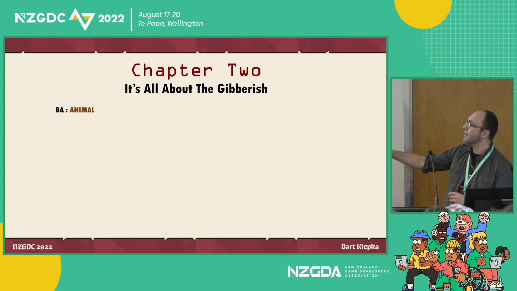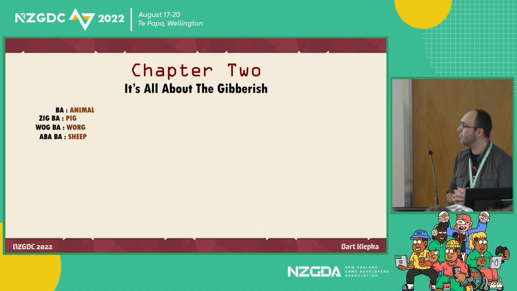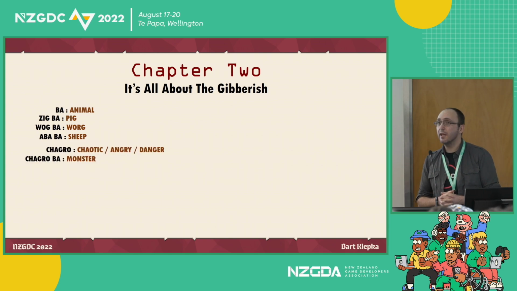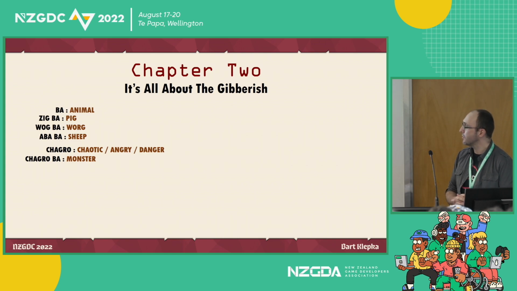So some quick examples: ba meant you're talking about an animal. If you want a more specific animal, there's a code before it. So it becomes zigba for pig, wakba for dog, ababa for sheep. Chagro means chaotic, angry, or dangerous. So chagro ba would mean chaotic, angry, dangerous animal. That's the way a goblin would say monster.